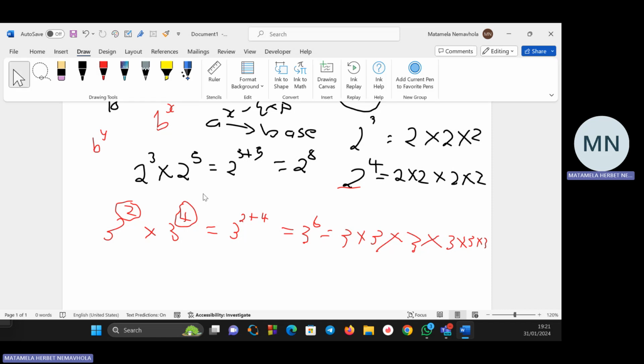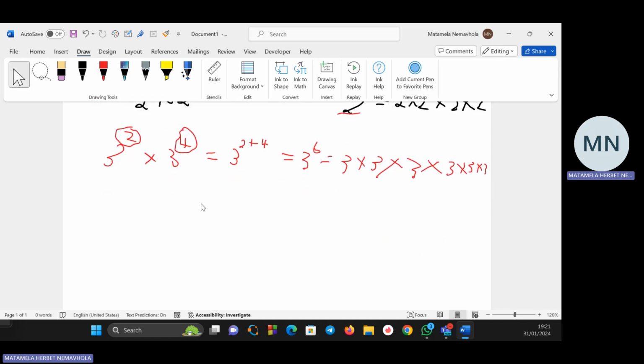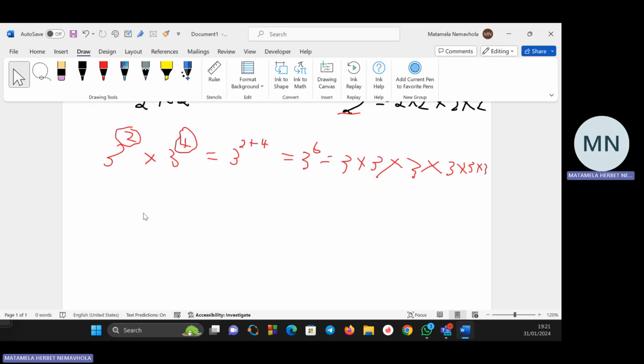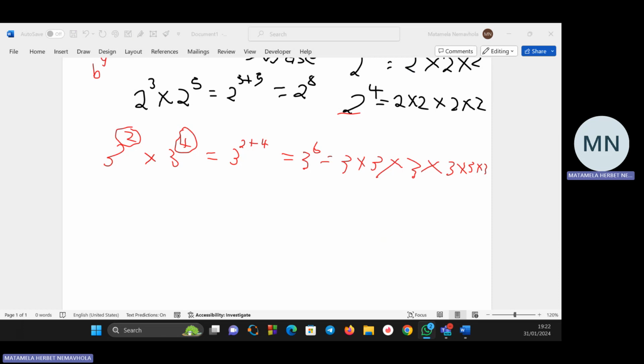So what this is about: when the bases are the same and you are multiplying, you add the exponents. Here we are working with numbers. So there is a time whereby we are going to be working with letters or variables. When I say variable, remember, it's going to be letters. So do you have any question?